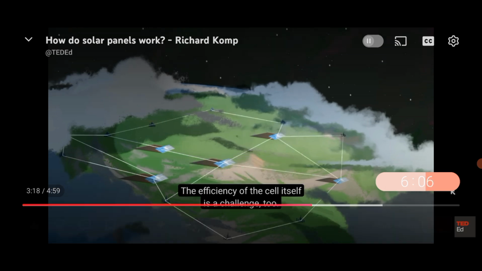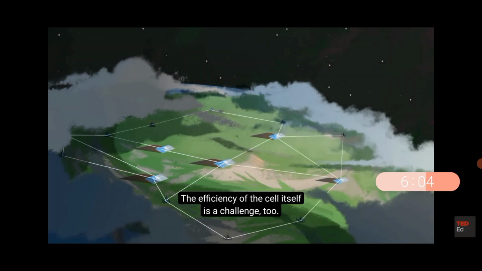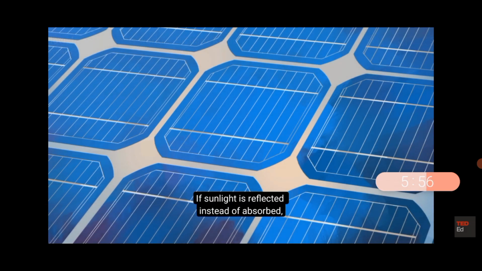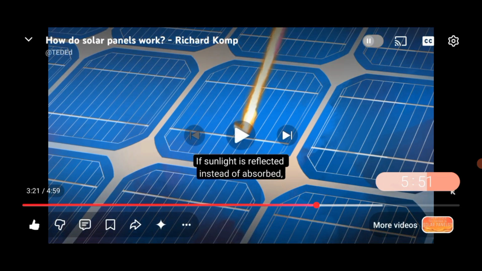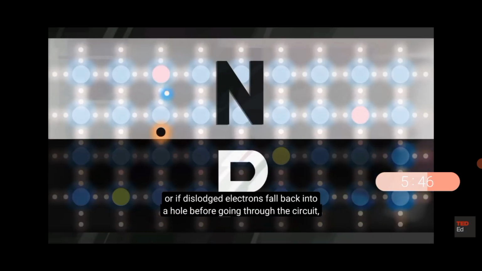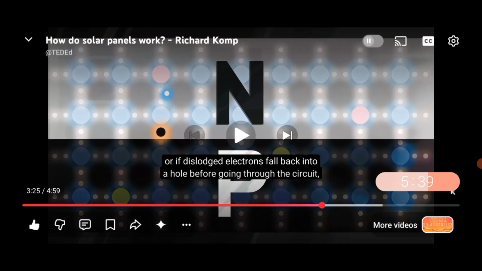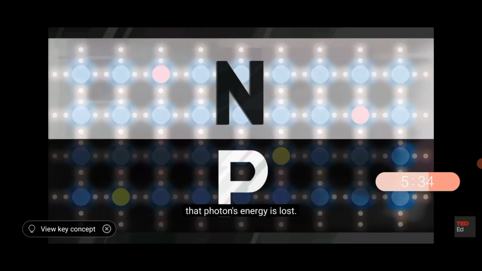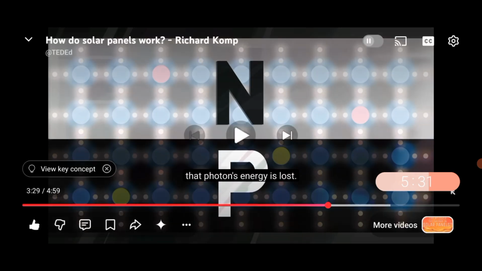The efficiency of the cell itself is a challenge too. If sunlight is reflected instead of absorbed, or if dislodged electrons fall back into a hole before going through the circuit, that photon's energy is lost.